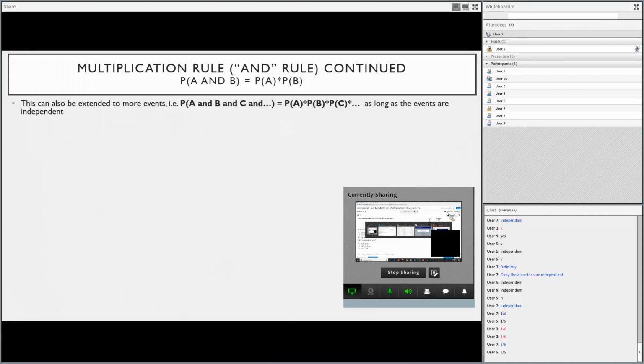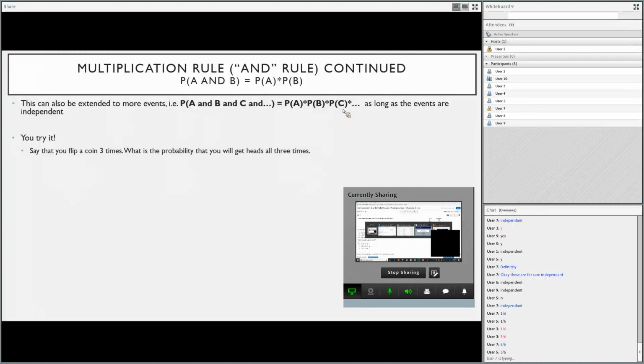Okay, keep going. So the formula we had on the last page only had 2 events in it, just A and B, but we can actually extend this formula to include however many events we want as long as they're all independent. So I could more generally write this formula as the probability that A and B and C and D and E and F and however many you want is just equal to multiplying all the individual probabilities as long as those events are all independent. Okay, so let's have you try it now.